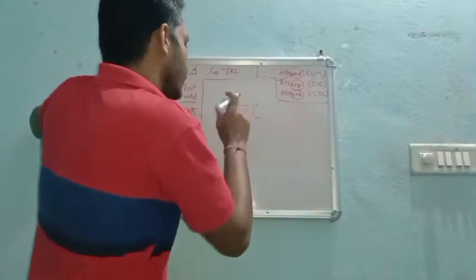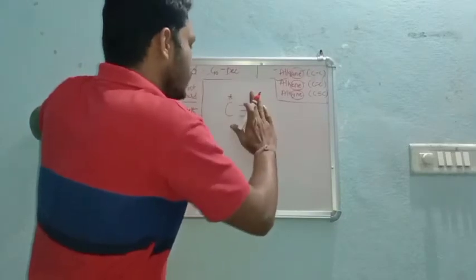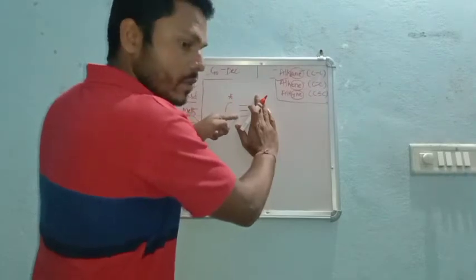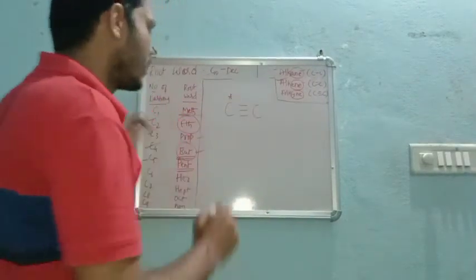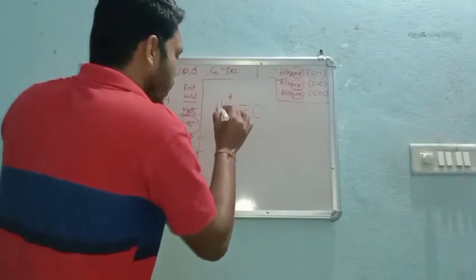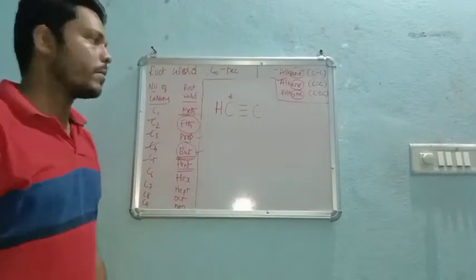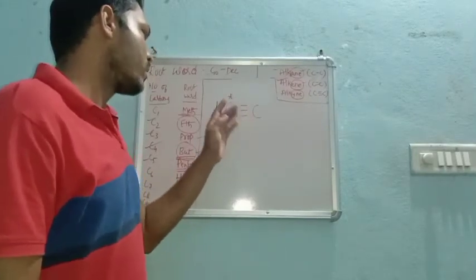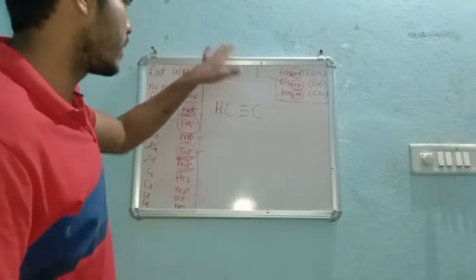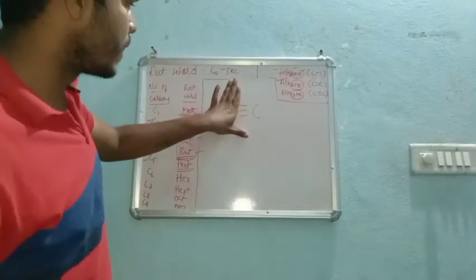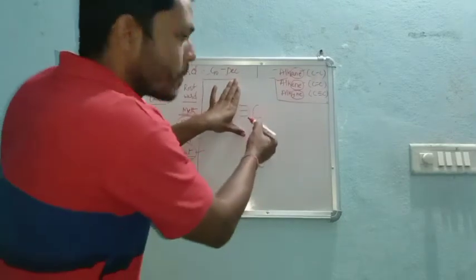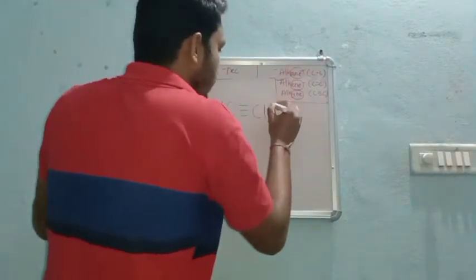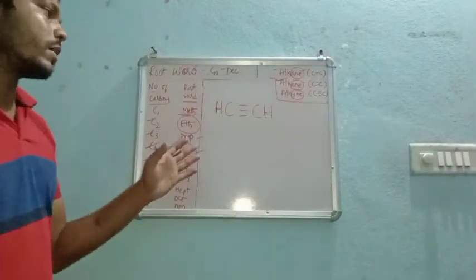Now check the first carbon atom. If you see the first carbon atom, there are 3 bonds, right? That means we require 4 bonds. So we will give the 4th bond as hydrogen. Now 1, 2, 3, 4. This carbon is satisfied. Coming to this carbon atom, again the same condition, only 3 bonds are present. We will give one more bond in the form of hydrogen. So now the compound is correct.